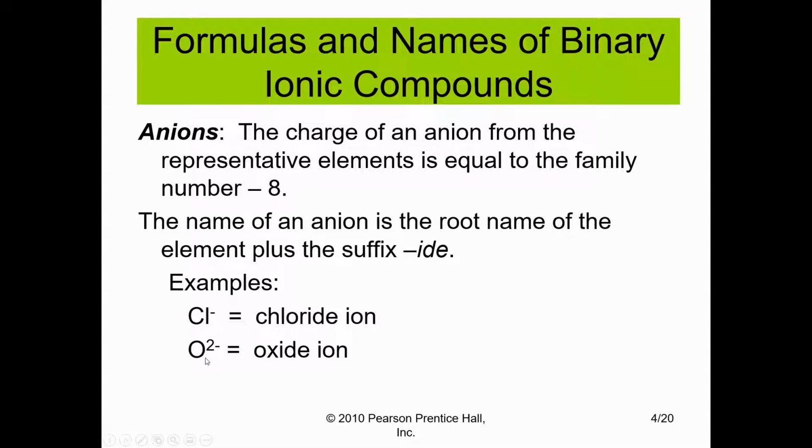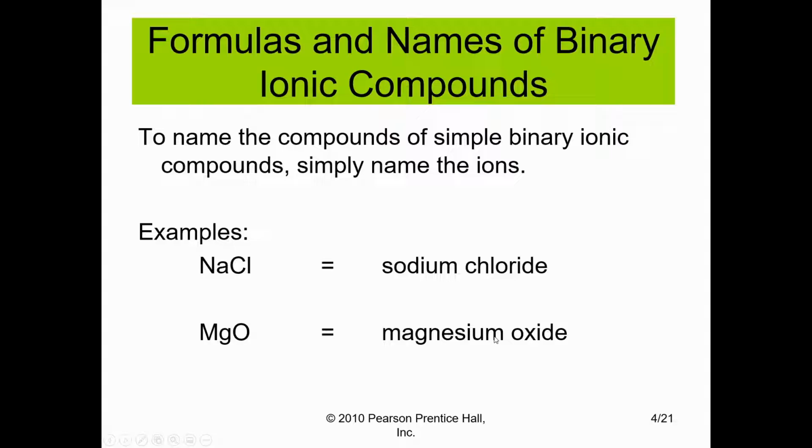Oxygen, as an ion, will become the oxide ion. Then we can combine the two ions to form the compound with its own binary name. The binary ionic compound will simply be the name of the two ions combined.